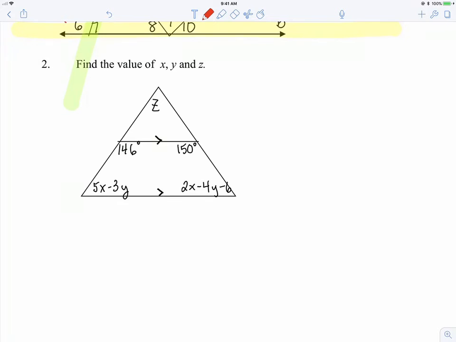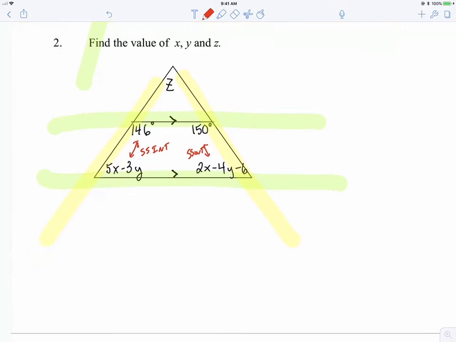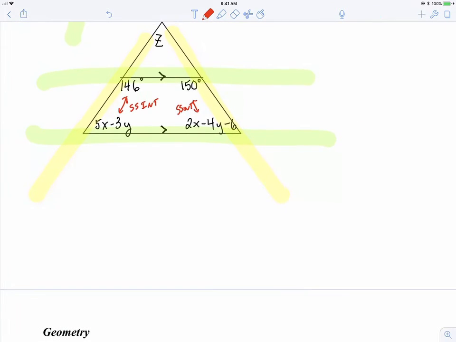Moving on, in this picture we've got two parallel lines cut by a transversal. So again, these guys here are same side interior angles. And if we look at this transversal over here, we also have, again, same side interior. We're going to need two equations because this has two variables in that first equation.